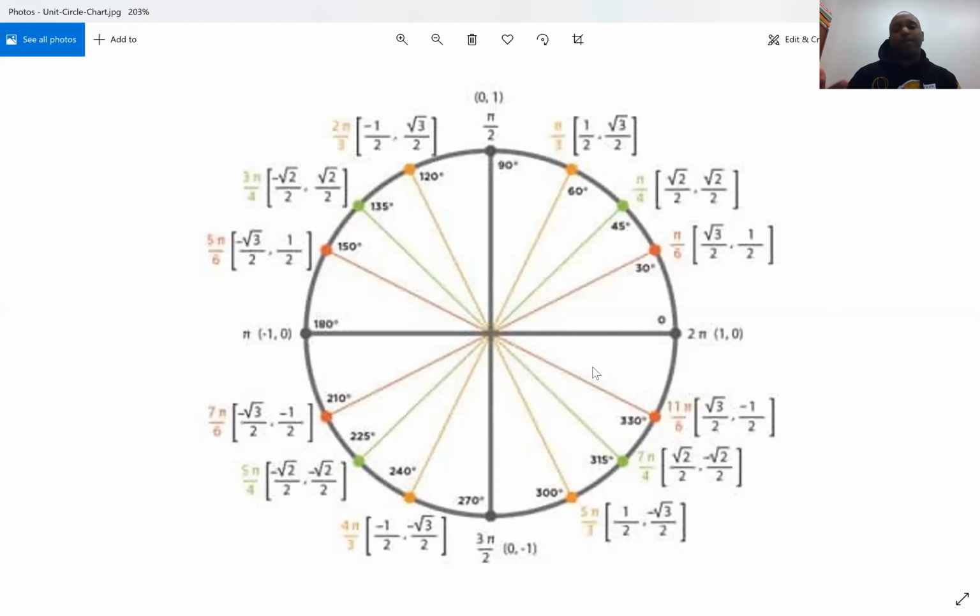So I'll send you a copy of the unit circle chart just in case you don't have access to one, but it will be beneficial to you to at least familiarize yourself with the chart, so that when the book asks you for exact values, you're not throwing in decimals, because they want these answers. They want these answers. All right.